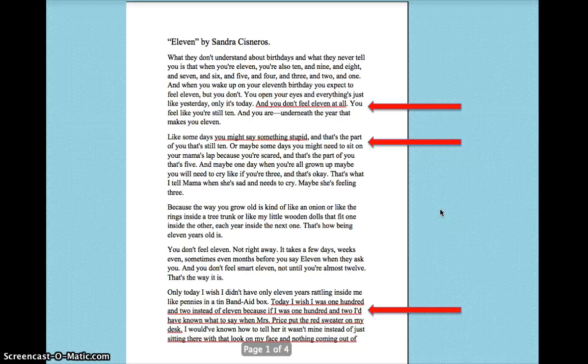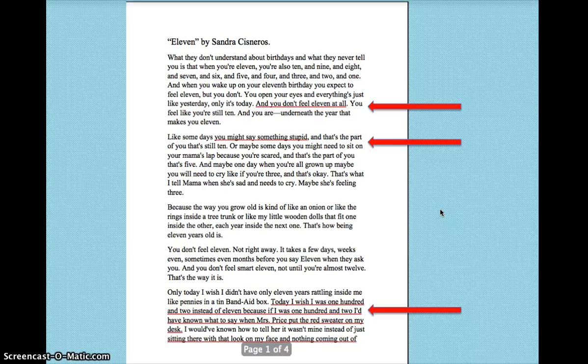Here's another one. "Today I wish I was 102 instead of 11, because if I was 102, I'd have known what to say when Mrs. Price put the red sweater on my desk." Maybe the author included this because she wants us to know that Rachel isn't feeling old enough or mature enough to stand up to her teacher when she's given the stinky sweater. I wonder if Rachel would have been able to stick up for herself if she had been older.